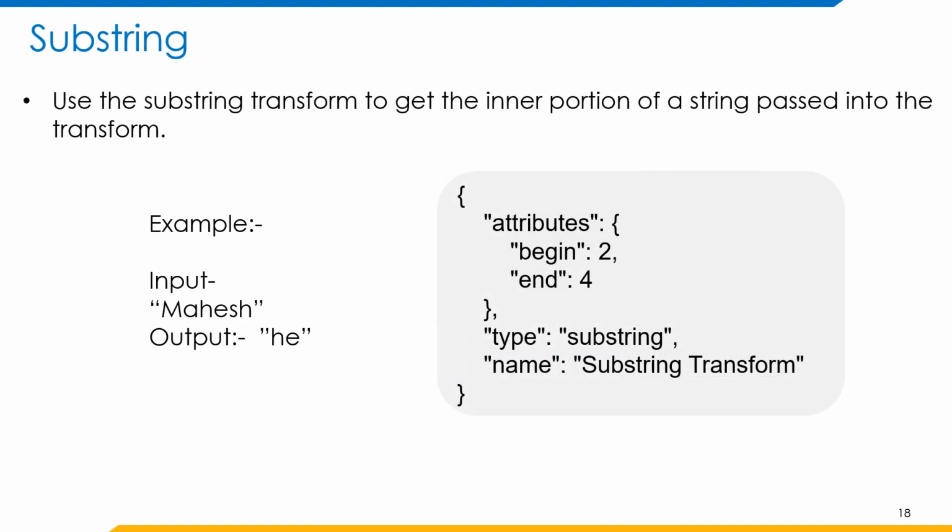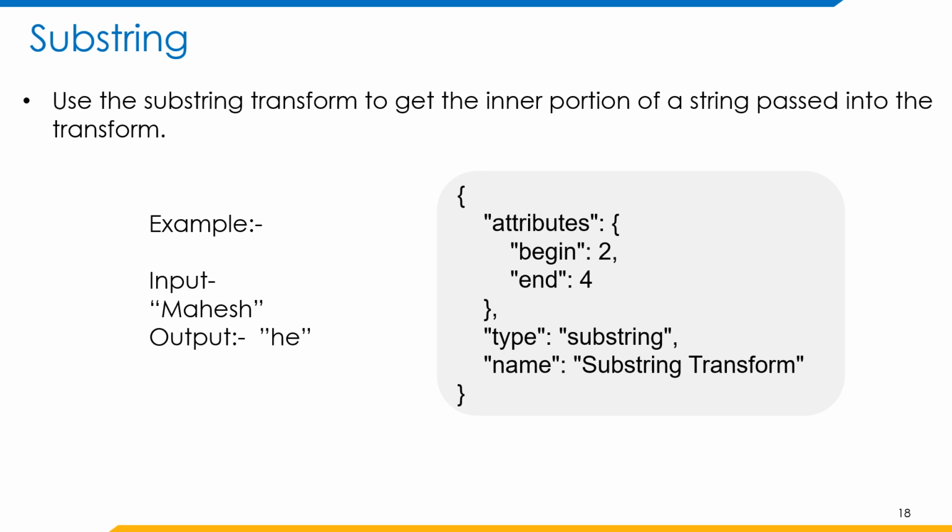Another transform is the substring transform. We can use this transform to get the inner portion of a string passed in the transform. As attributes, we have the beginning index and the end index that we have provided. The index values will be seen in the input. I have taken the input as Mahesh, and the output we will receive is he.